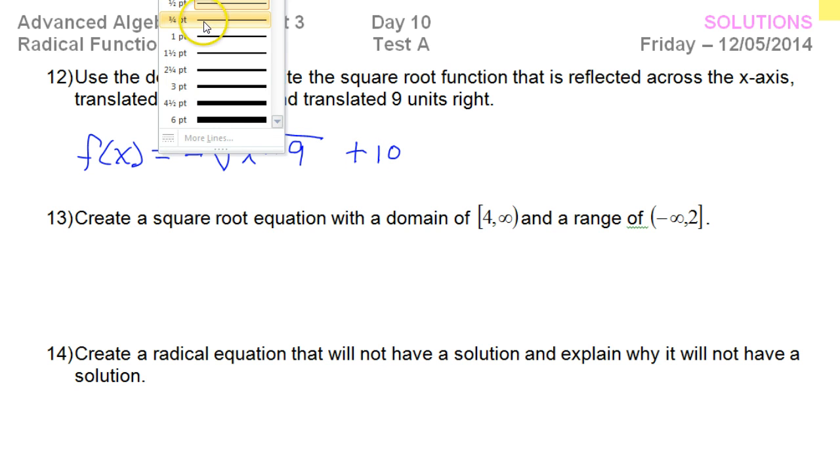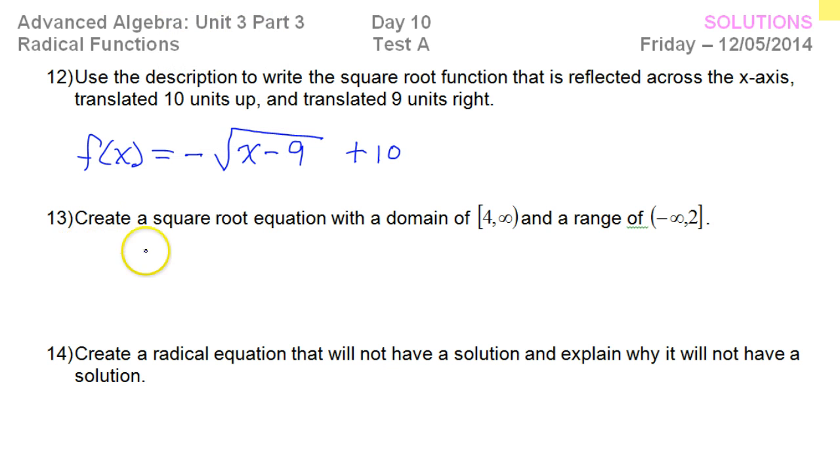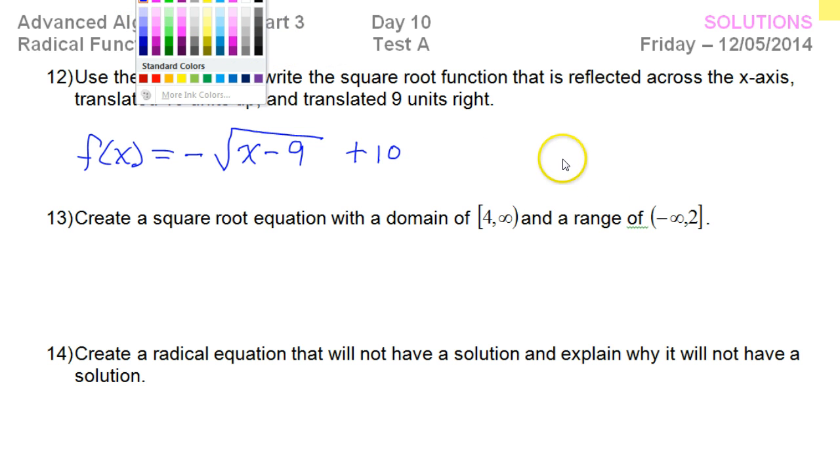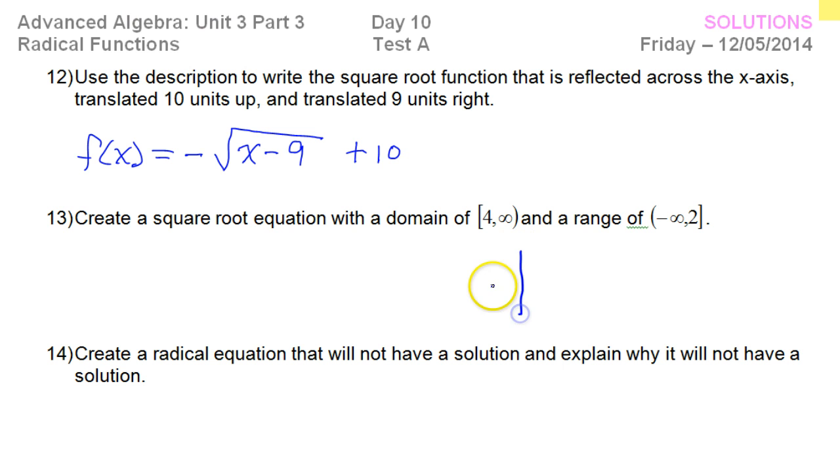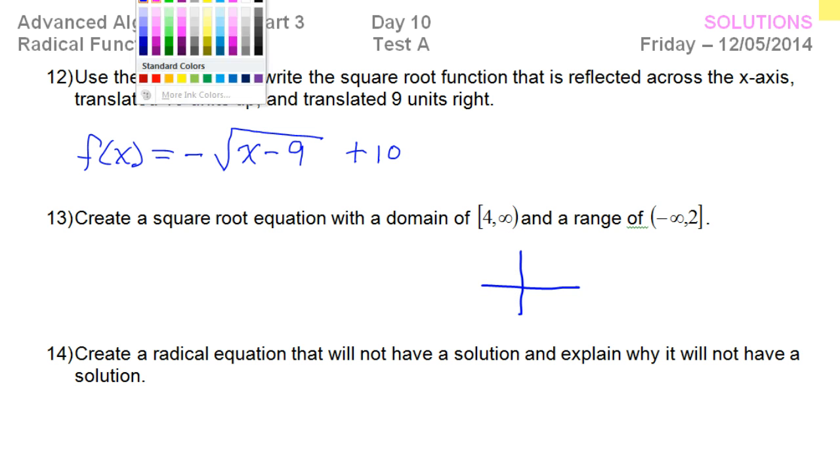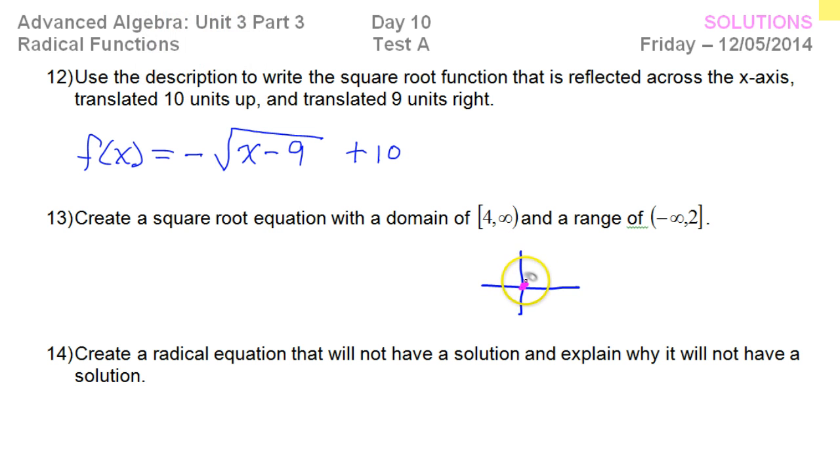Let me make this a little bigger. Alright, so number 13. Again, we're supposed to create a square root function, but this time we're given the domain and the range. Okay, so the domain being 4 to infinity. The parent function for a square root function starts out like this, it starts out at 0, 0. So this would be the parent function.